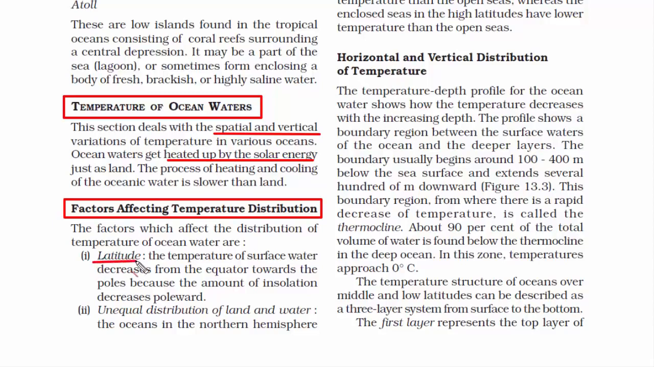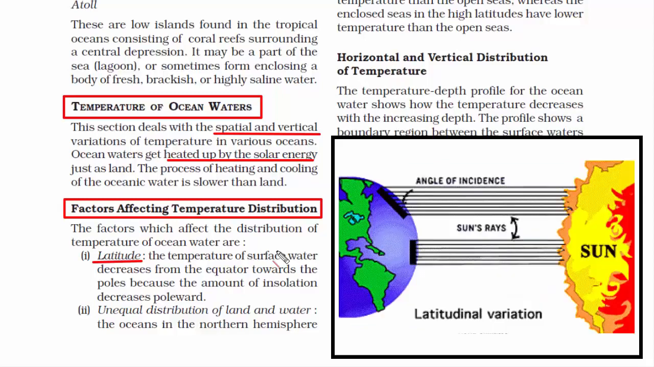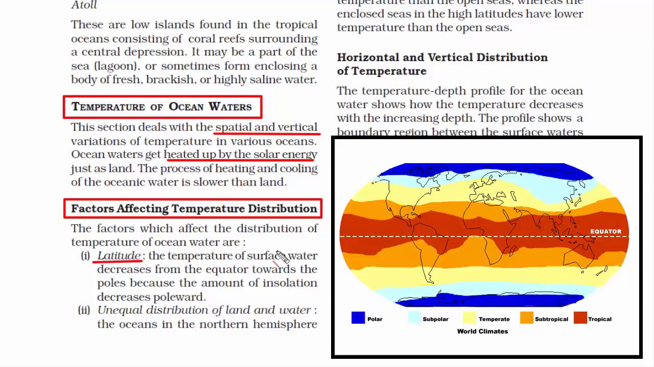The first one is latitude. We know that as we move away from the equator towards the poles, temperature drops. And the reason is due to the incoming solar energy. Sun's energy is more direct at the equator, and that's why the vertical rays of the sun get concentrated on a smaller area, making the equatorial region hot.